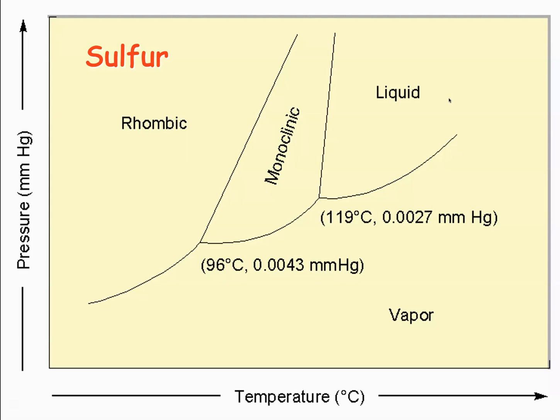Here's sulfur, just another one to check out. Interesting thing here, the structure of sulfur actually changes from a rhombic structure to a monoclinic structure. Again, don't worry about structure and materials, but it's interesting. Sulfur has two different solids before it gets to the liquid state or the vapor state. So just one of those things where everything is a little bit different.